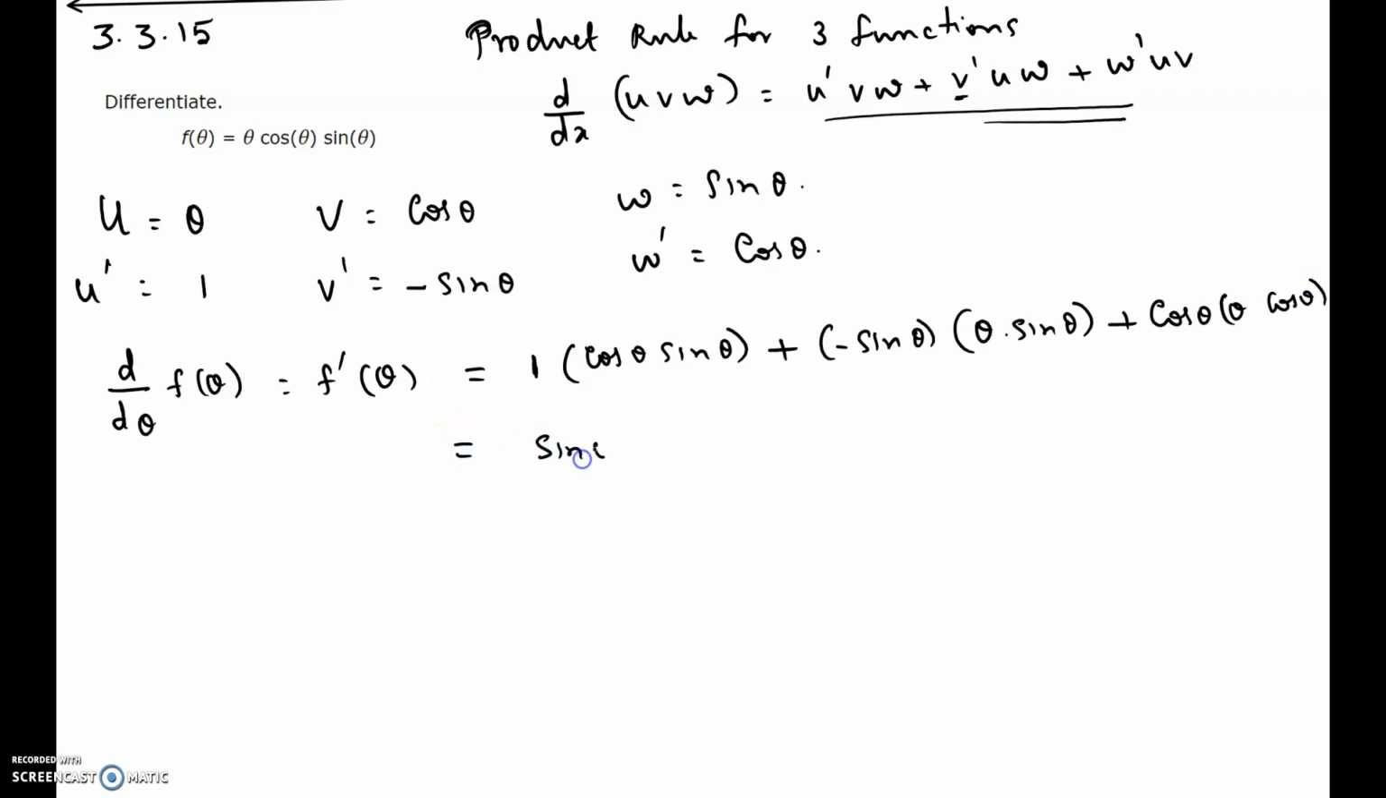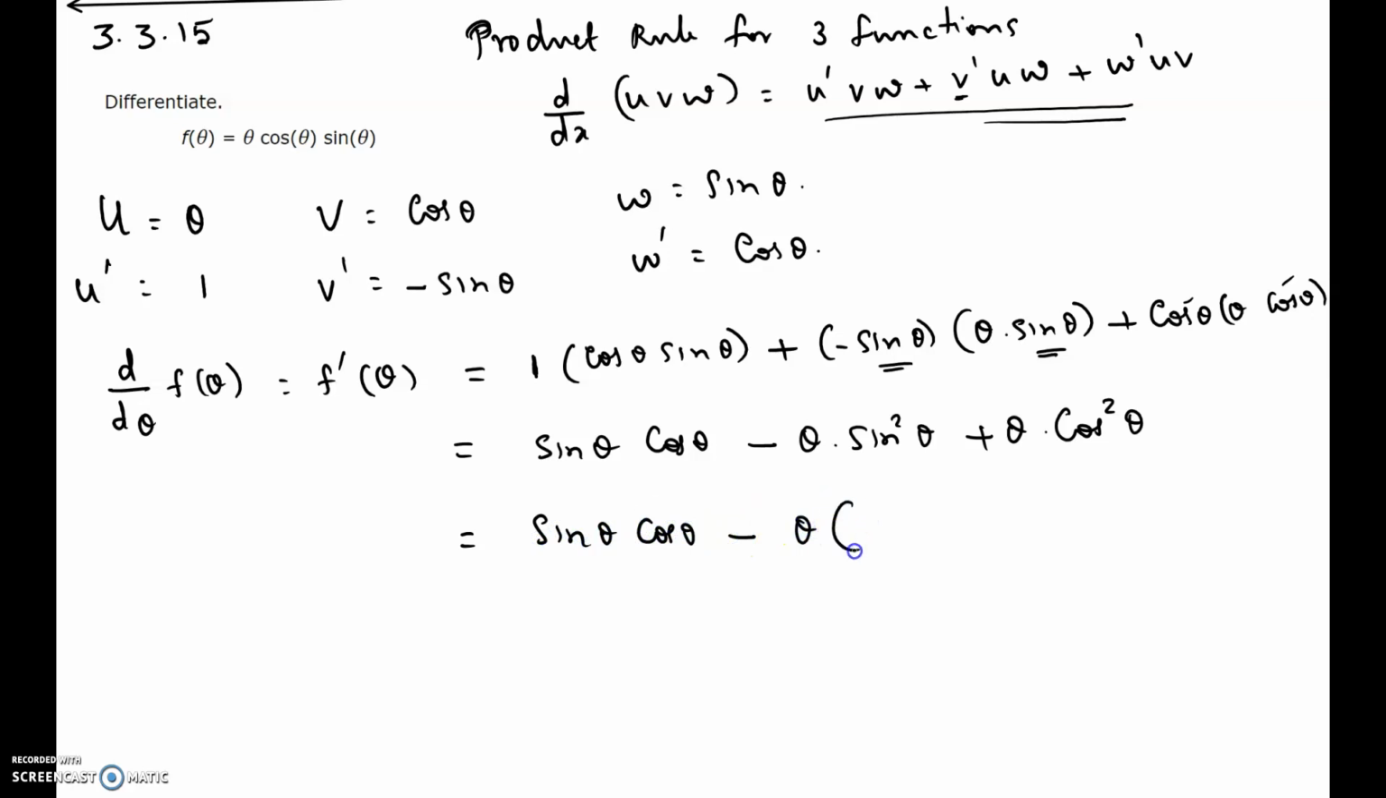So we have sine theta cosine theta minus theta times sine square theta. You have a sine theta here, sine theta here. When you multiply, you get a sine square theta. In the same way, you have theta times cosine theta, which is cosine square theta. So it is sine theta times cosine theta minus theta times cosine square theta minus sine square theta.